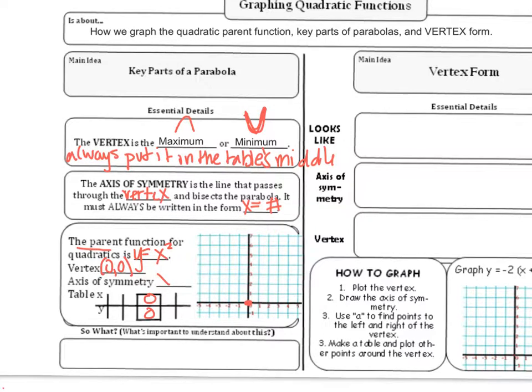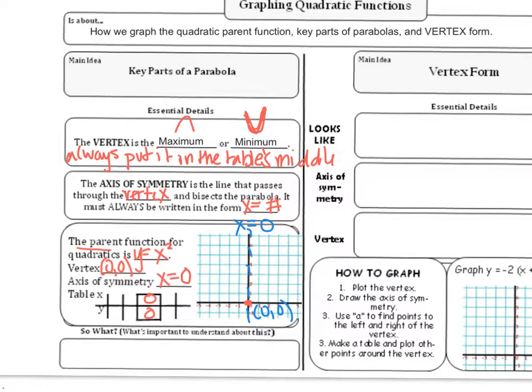And my axis of symmetry is x equals, and it's always the x value of the vertex. So that 0 has to go right here. 0 for my vertex goes right here. So x equals 0. And then we always draw our axis of symmetry as a dashed line down the graph, and we label it. And we also label our vertex, because those are our key parts to this.